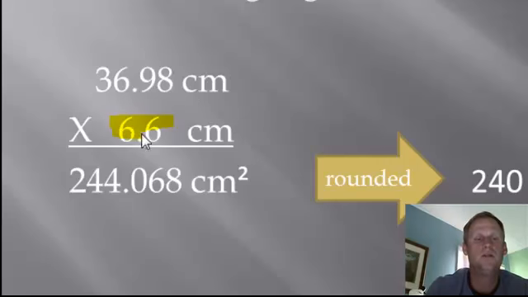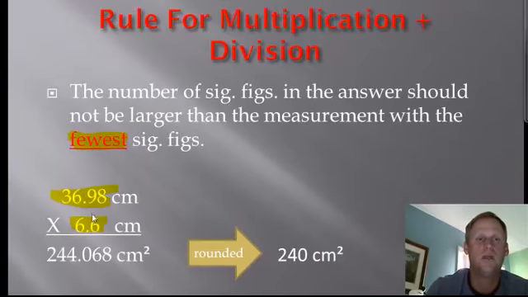This number has 2 sig figs. This number actually has 4 sig figs. So how many can our answer have? Well, it's the one with the fewest. I highlighted it here. Since I only have 2 numbers that have meaning, in my answer I can only have 2 numbers with meaning. Now, you might say 240 has 3 numbers, but it doesn't. That 0 is not significant.